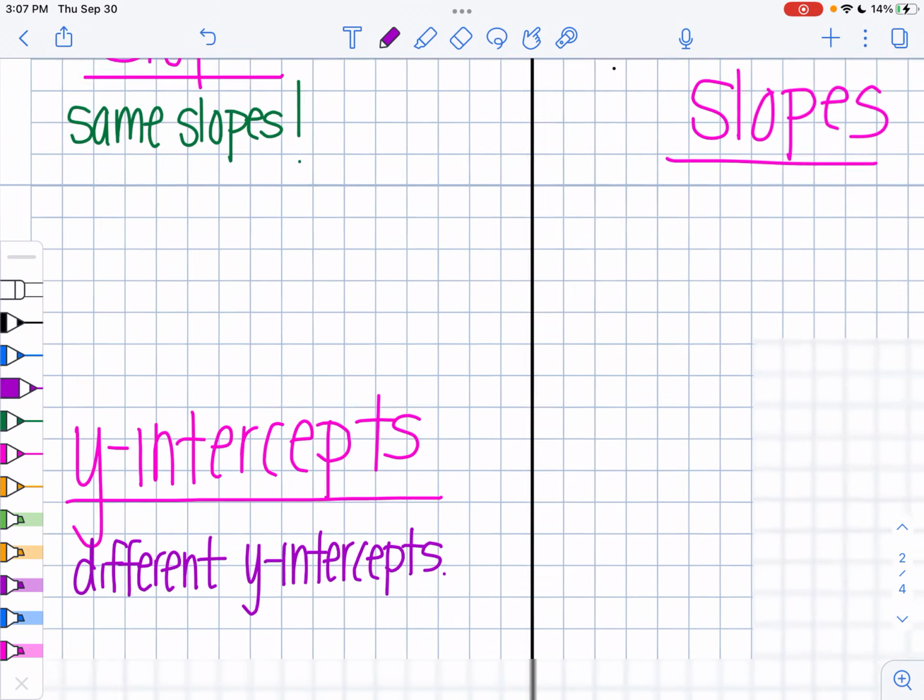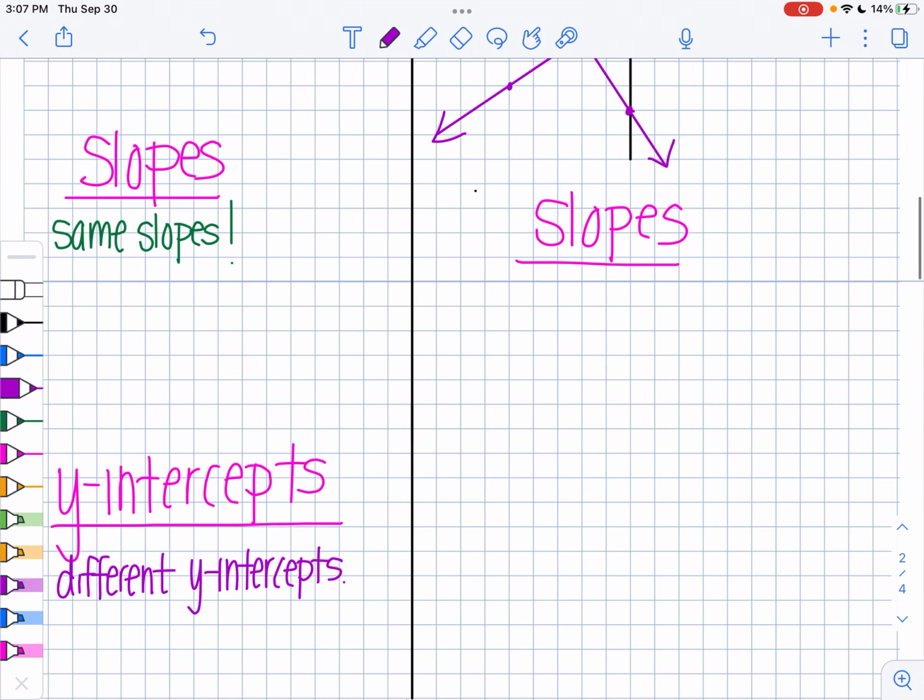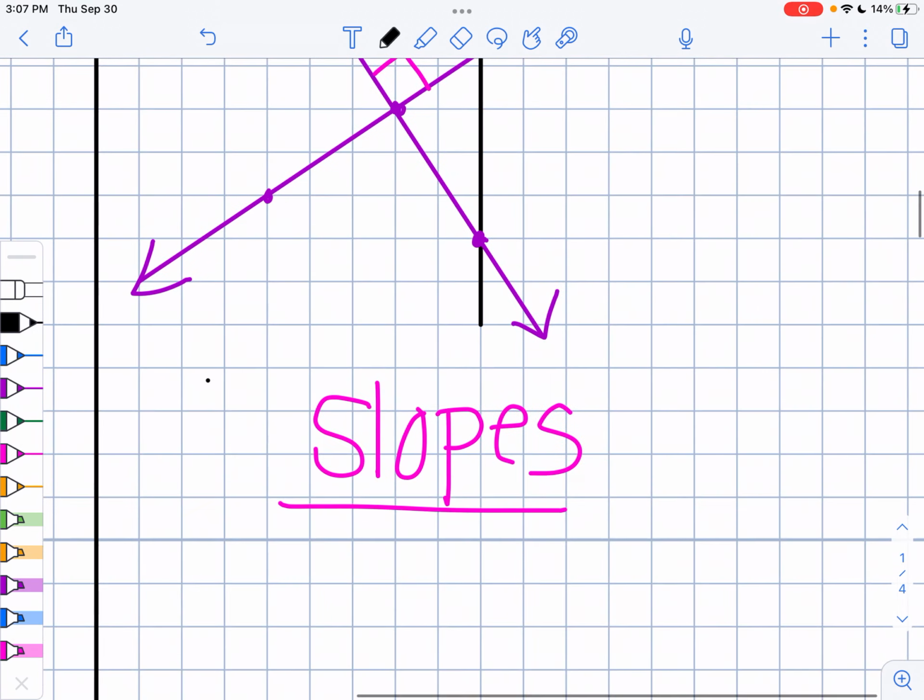And remember, we can tell about slope and y-intercept when we're looking at an equation that looks like y equals mx plus b. Okay, let's move on and talk about perpendicular lines.